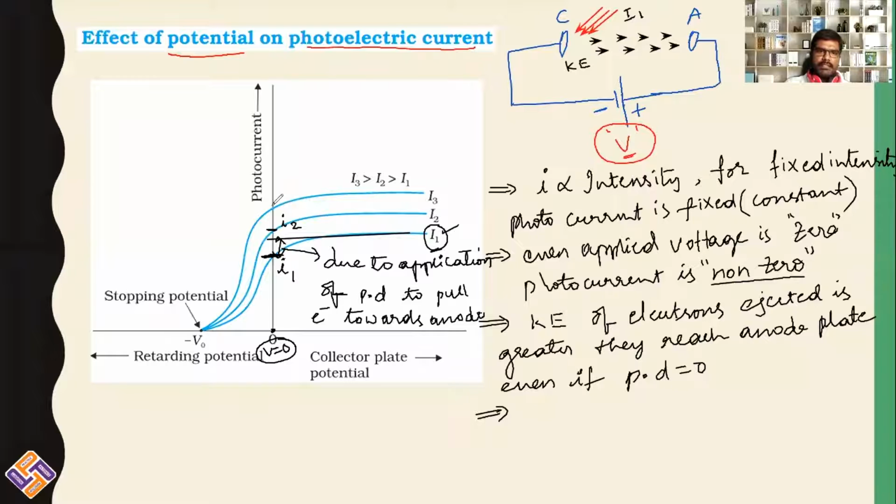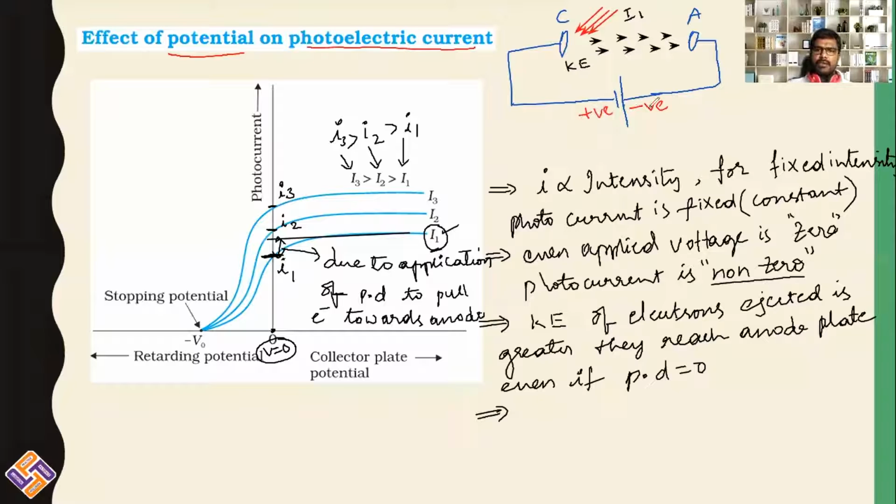And if you increase the intensity to I3, the photocurrent increases to I3, where I3 is greater than I2, which is greater than I1. So it depends only on intensity. Even if the collector plate potential is increased, there is no change in the photocurrent. It approximately remains the same. Right? Now what I do, I'll just reverse these terminals. I'll take negative here and positive here.